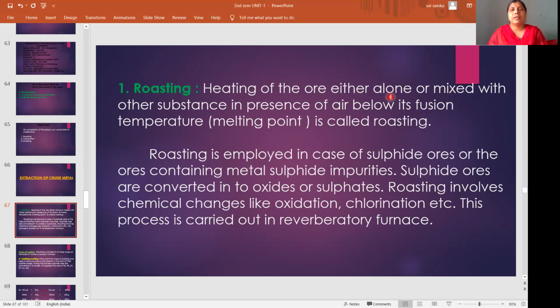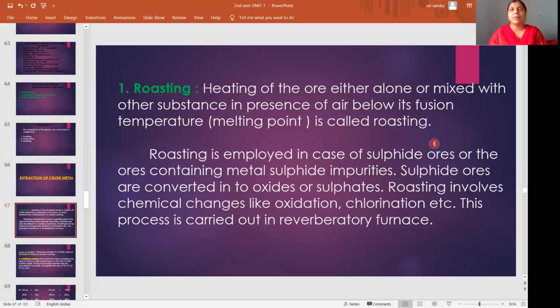Heating of the ore either alone or mixed with other substance in presence of air below its fusion temperature is called roasting. So we are heating the ore either alone, that means the ore is heated separately, or mixed with other substance, that means you can add some other substance to the ore, then heat in the presence of air below its fusion temperature. Every metal has some melting point. Fusion temperature means melting point. So below its melting point only you have to heat the ore. That is called roasting.